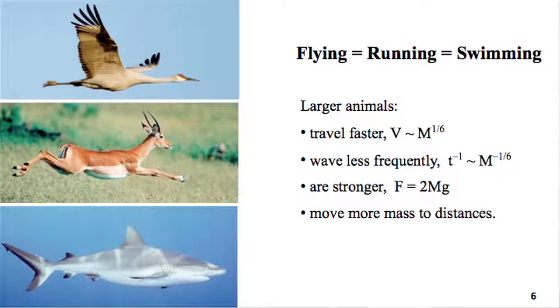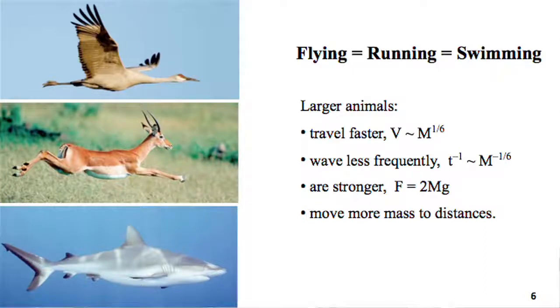So that's for flyers. We had even more fun discovering that what holds for flyers actually holds just as famously for runners and swimmers. Swimmers were the oldest, the runners are the second oldest, and the flyers are just the novelty. And in a few words, the conclusion, which is easy to demonstrate, is that larger animals should travel faster, should wave their bodies less frequently. Think of it, the elephant appears sluggish, low frequency compared with the running mouse. The larger should be stronger and should move a mass to greater distances.